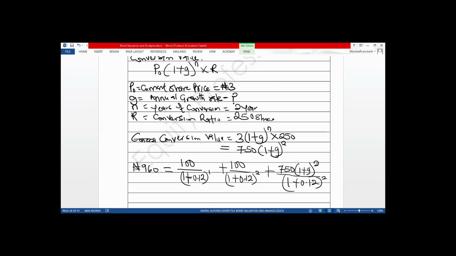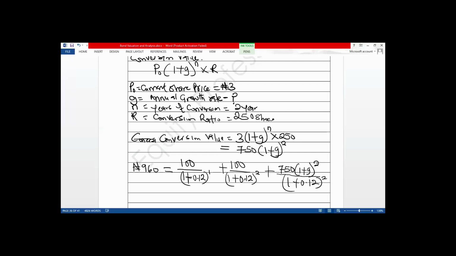That is what we are doing here. The investor has a choice to collect 960 now or wait for 1 year, 2 years. If you wait for 2 years, it's going to get interest in year 1, interest in year 2. Then also in year 2, it's going to convert the debt to equity shares. We now try to discount the future cash flow to the present value, and this must equal 960.